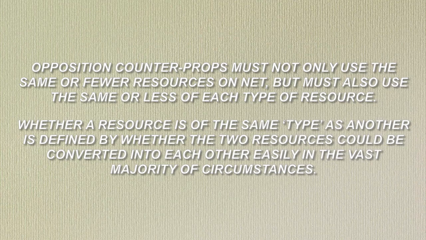What constitutes a type of resource that cannot be converted between? For the Sofia manual, we've defined those categories and those types with respect to the convertibility test. Resources are not of the same type and cannot be converted between unless they can be easily converted between in the vast majority of circumstances. The full text from the manual reads, opposition countermodels must not only use the same or fewer resources on net, but must also use the same or less of each type of resource. Whether a resource is of the same type as another is defined by whether the two resources could be converted into each other easily in the vast majority of circumstances.